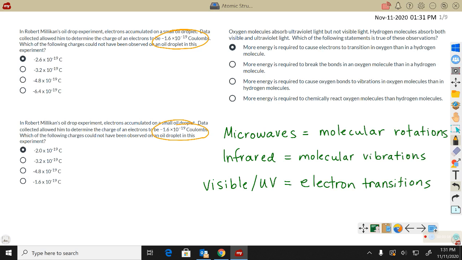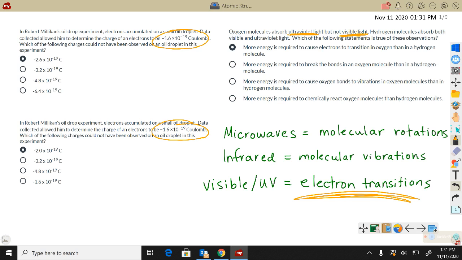So when it says oxygen molecules absorb ultraviolet light but not visible, hydrogen molecules absorb both visible and ultraviolet, which of the following statements is true? Well, first, when they're talking about ultraviolet and visible light, and these are the types of light that they're mentioning, it's got to be something about electron transitions. And really, then there's only one choice. It's got to be the first one, right?